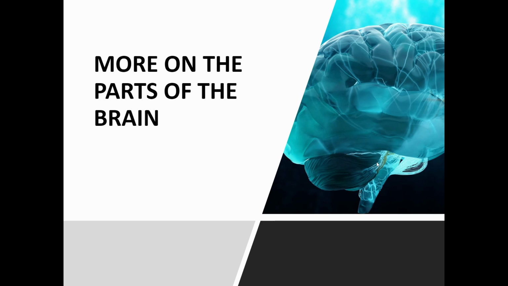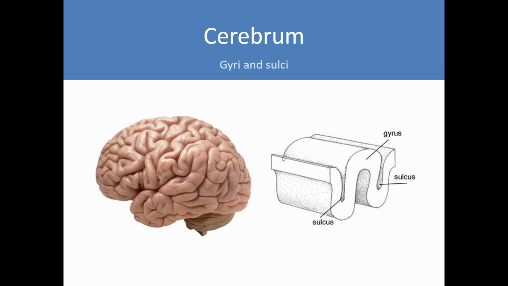Now let's look more closely at those parts of the brain. So for example, the cerebrum kind of looks like a wrinkled walnut. It's very convoluted or folded, and we have names for the folds and also the grooves that are between the folds. A gyrus is a ridge, and a sulcus is a groove between ridges. And the gyri and sulci of the cerebrum give it this convoluted shape.